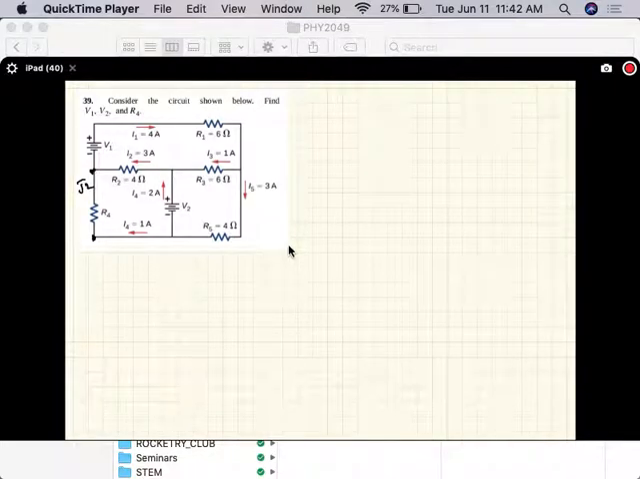Okay, so here's another Kirchhoff's rule problem. Consider the circuit shown below, find V1, V2, and R4. So those are the three unknowns, and again, we need three equations to solve that, okay?